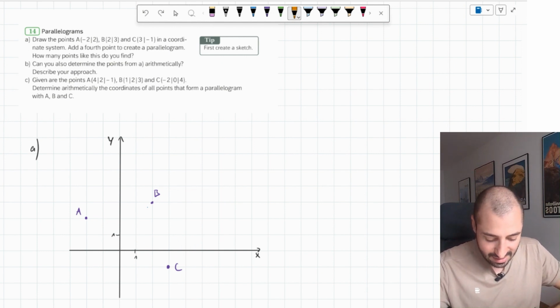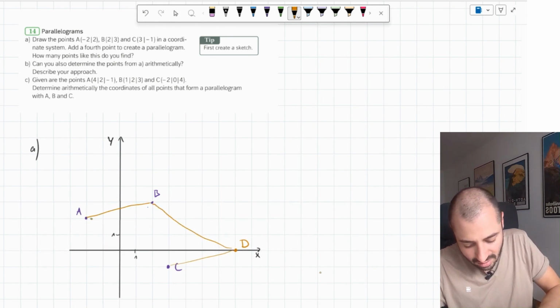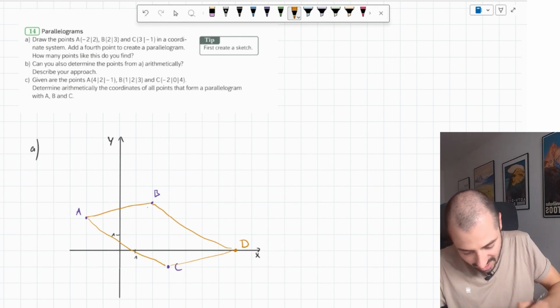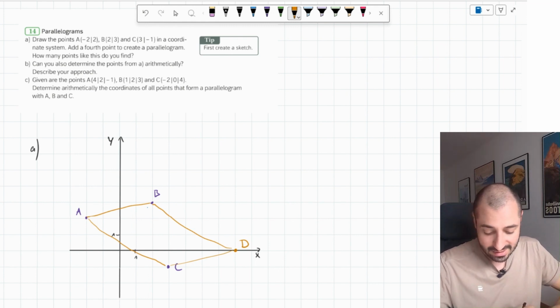Now we can see here, if we would add a point D here, we would get this parallelogram that I'm drawing here. Okay, this would be a first parallelogram. It's not so nicely drawn, but you can see that it is a parallelogram. Now, there's actually a second possibility how to create a parallelogram. You could also add a point up here.